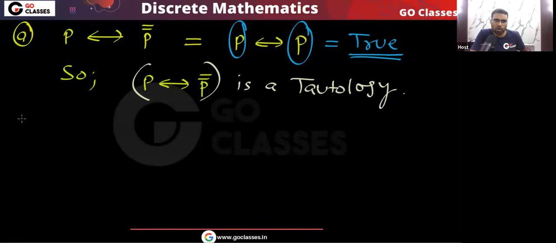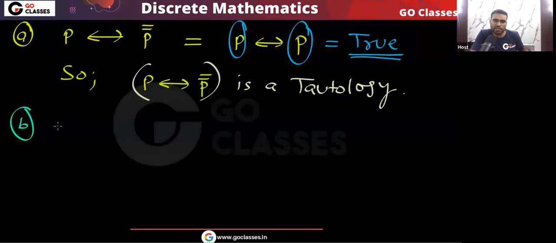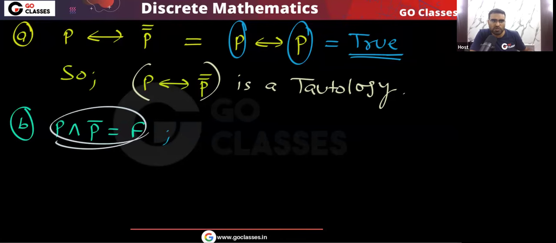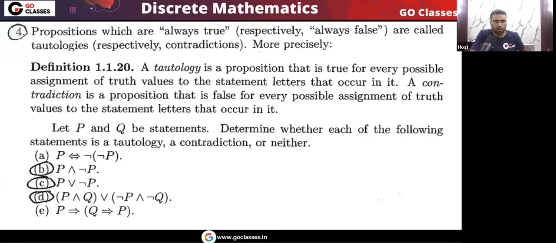What about option B? That is P and P bar. That is very simple. P and P bar will be false. So option B is a contradiction, because it is always false. Yes or no? So option B is a contradiction. What about option C? That is a tautology.